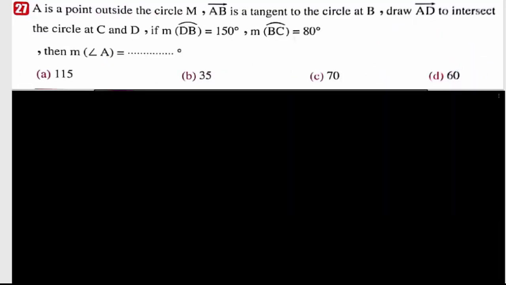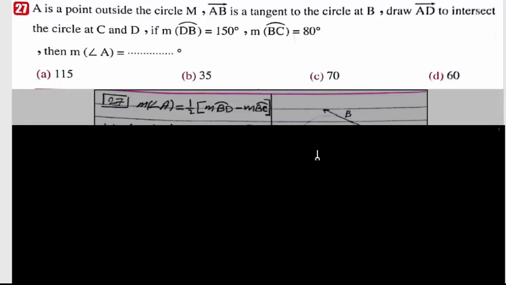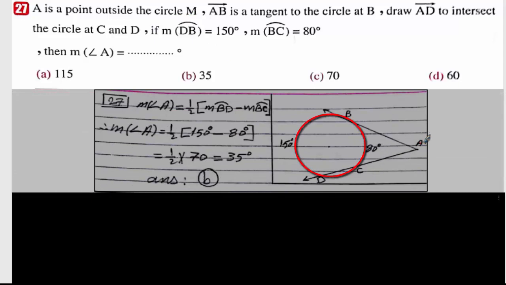Question number 27. We have A is a point outside the circle M. Here M is the center of the circle. And AB is a tangent to the circle at B. Draw AD to intersect the circle at 2 points C and D.